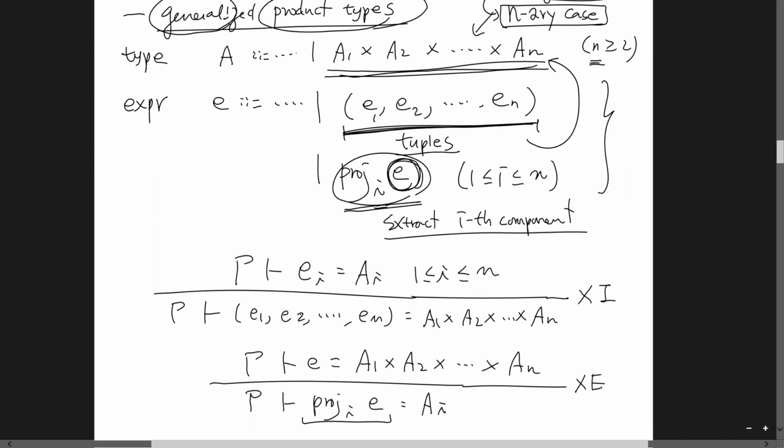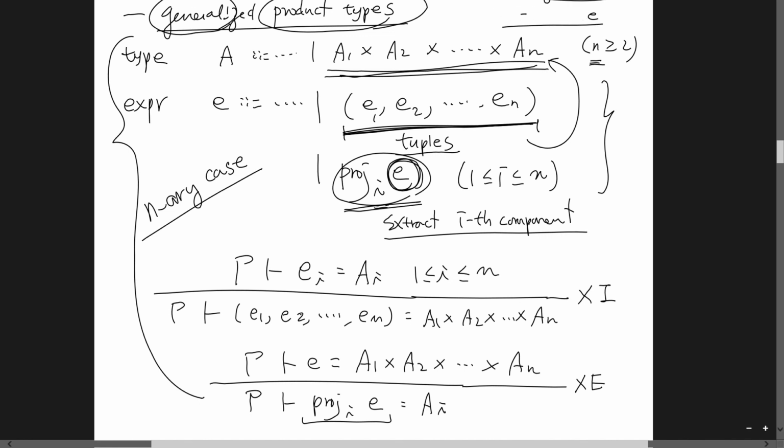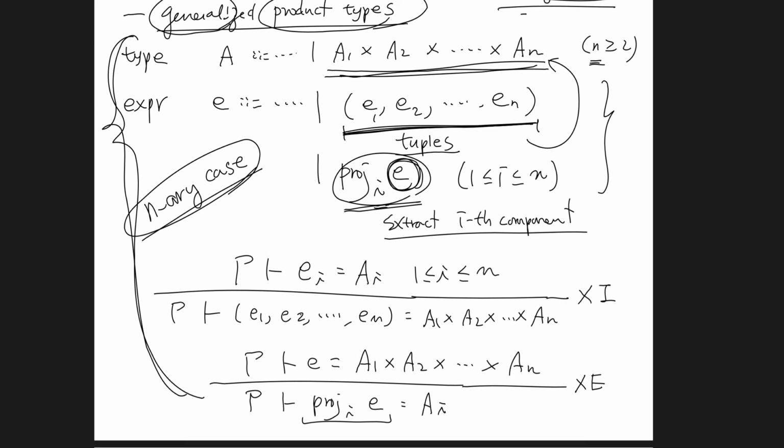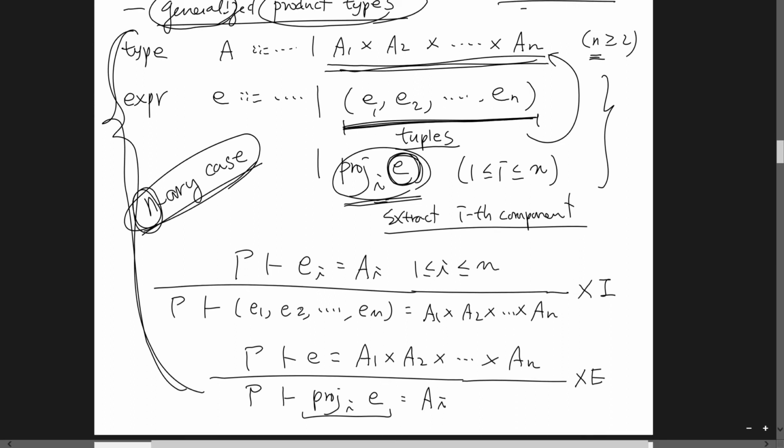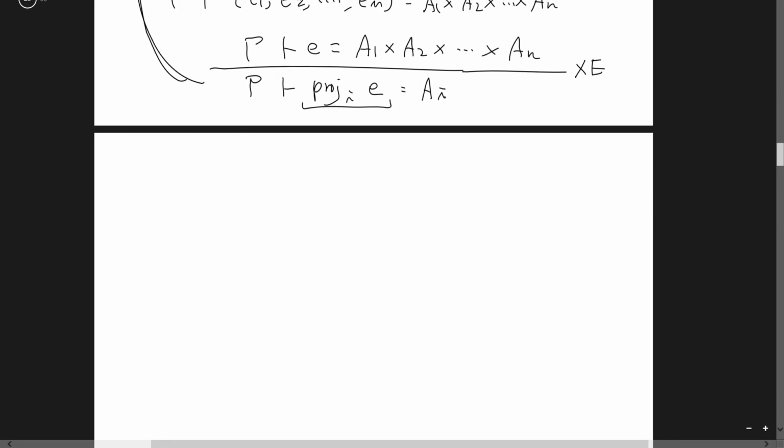Remember that this one is dealing with the n-ary case as opposed to the previous binary case. Previously we talked about the binary case. This case deals with the n-ary case of product types. Now there is an interesting question: what happens if we set n to 0? So the question now is, what happens if n is set to 0? We are actually talking about a nullary case.